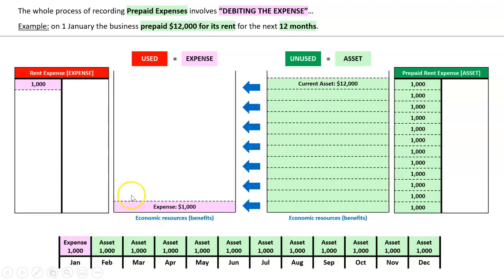So what just happened was a month went by in January, so we used $1,000 of rent, so we better put in $1,000 there. How did we do that? We just debited the expense. That's the key phrase here. On balance day, in this case at the end of January, we debited the expense $1,000 and the economic benefits went in there. How do we do that?